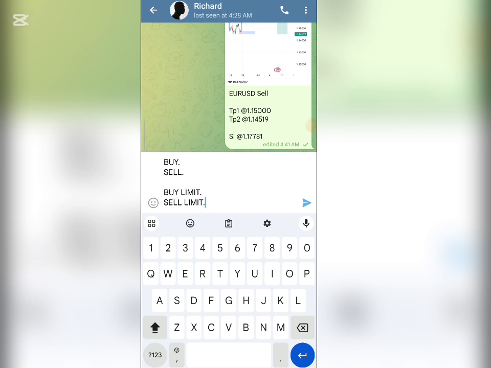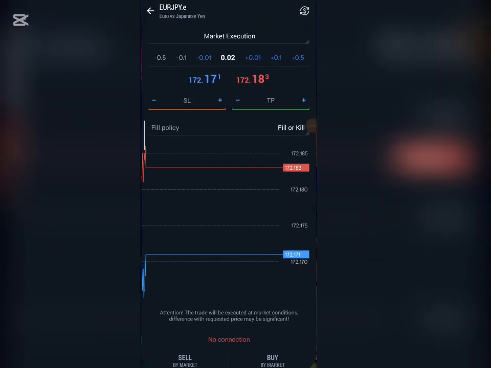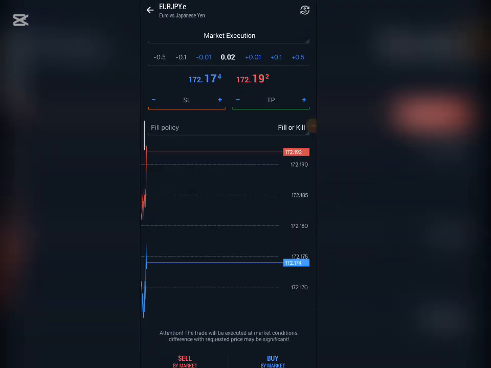They are not the same thing. Buy is different from buy limit. Sell is different from sell limit. You've got to understand that. So what is buy? Buy simply means, okay, right now the market is where I want it to be. I just want to buy immediately.